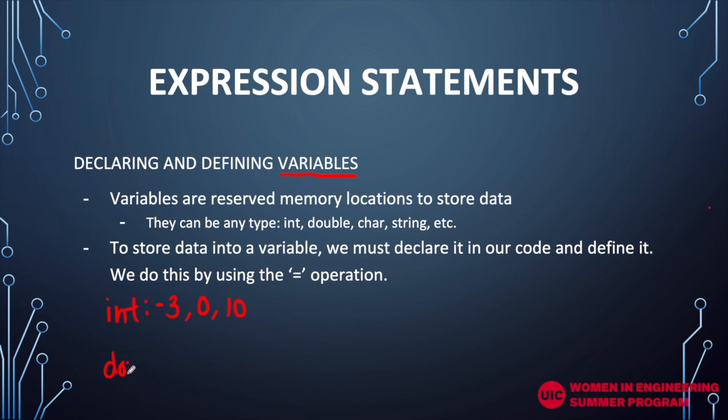Alright, moving on to double. This is basically any decimal number. That could be any negative decimal number, so let's say -5.4, or it could be 0.0, or it could be any positive decimal number, so let's say 5.3.